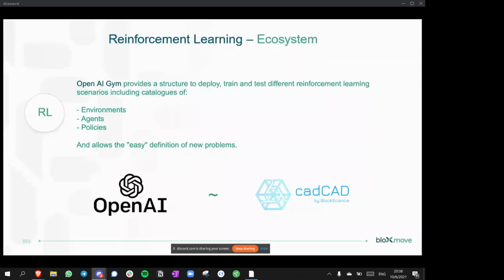Again, at a high level and from a general perspective, it is more or less the same as cadCAD. cadCAD is a platform that provides you with a template where you can define your agents, you can define your environment, and you can define how the environment is behaving, and make some dynamic simulations and see what happens. The only difference here is that cadCAD is focused on generating the data, and OpenAI is focused on analyzing the data.